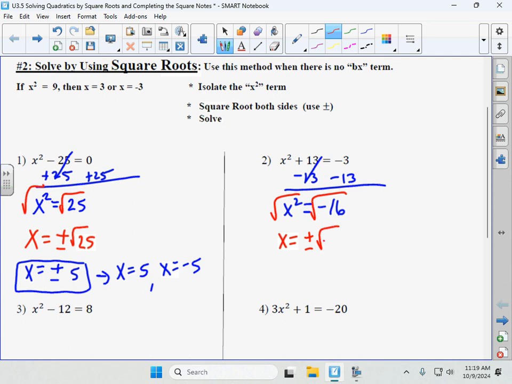Square root of negative 16. Now we want to try to simplify. With negatives under radicals, we're going to pull those out. So we have plus or minus i root 16. We want that i to go in between the plus or minus and the radical. The square root of 16 is 4. So now we have plus or minus 4i. Again, that's the same as positive 4i and negative 4i.